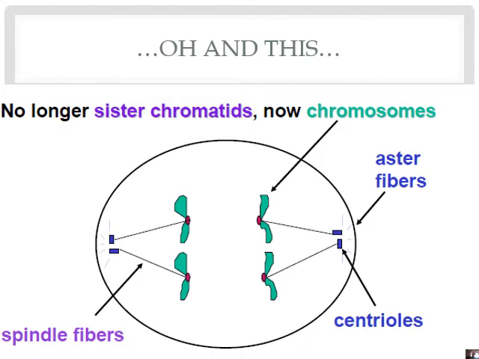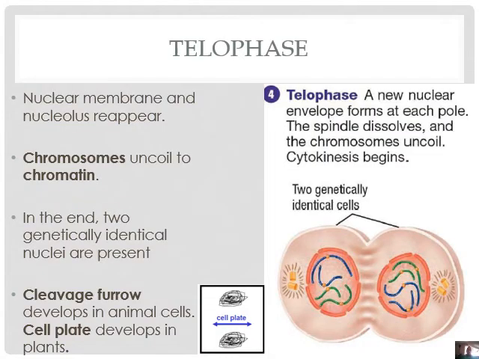And what created these poles again? The centrioles, and two centrioles make a centrosome. Alrighty, so then we finally have telophase. Telophase is where the nuclear membrane and the nucleolus reappear. The chromosomes uncoil to chromatin, and in the end, two genetically identical nuclei are present.